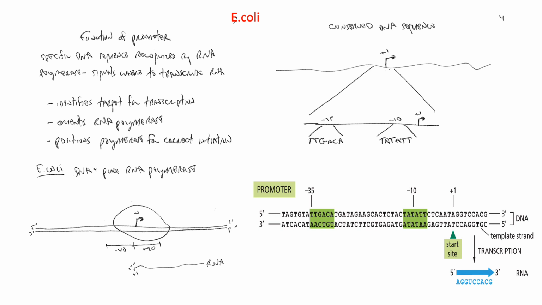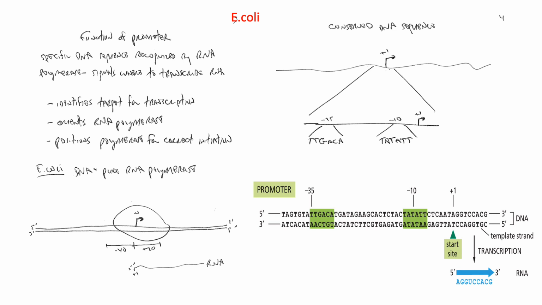It orients the polymerase, because the polymerase binds in a very specific direction, orientation. So when it starts making the RNA, it makes the correct RNA. If it was in the opposite orientation, let's say flipped, it would go the other direction, which would be wrong. And it positions the polymerase for correct initiation. As I mentioned, there's the +1 site, the transcription initiation site, that's quite specific. So it knows where to begin transcription.